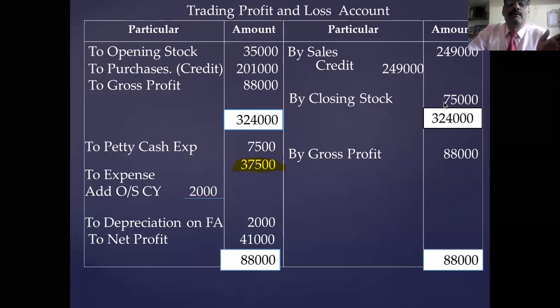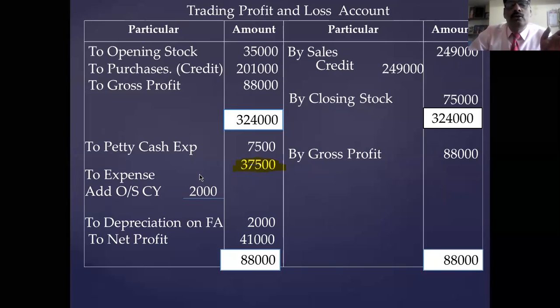35,500. Good. How did you calculate? 37,500 minus 2,000. Very good. Okay, to get 37,500, to which amount do you have to add 2,000? Means in 35,500, you add 2,000, ultimately you get 37,500.